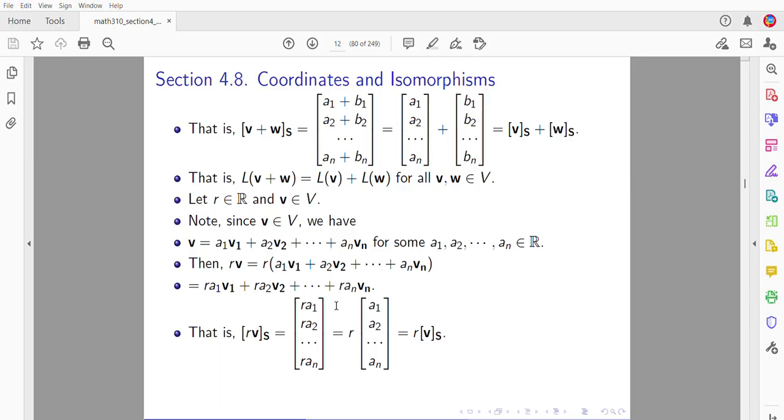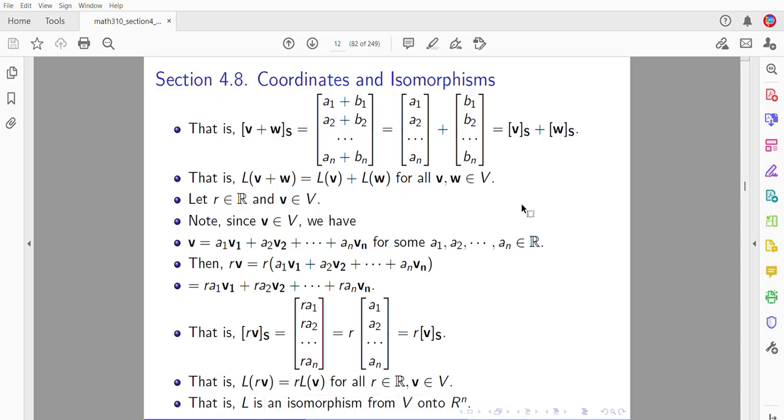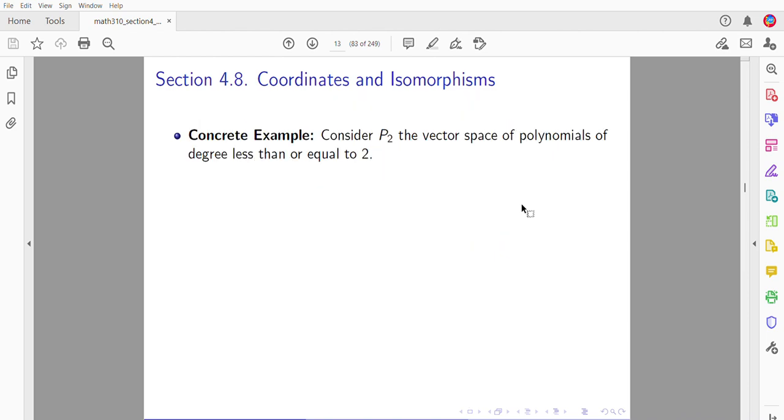Well, among columns, you can bring out the R. This is the scalar multiplication in the column space. So it's as good as saying R times the coordinate vector of V. So L of RV is R L of V. That means L respects scalar multiplication. Previously we saw L respects vector addition. Now we have seen L respects scalar multiplication. So L is bijective, it respects vector addition and it respects scalar multiplication. So L is an isomorphism.